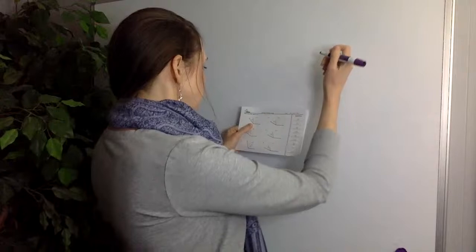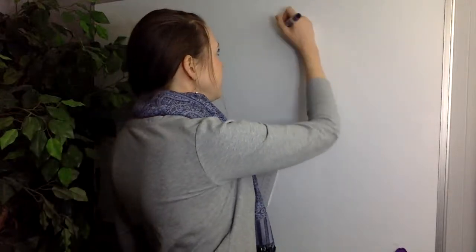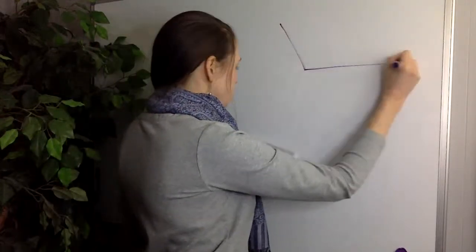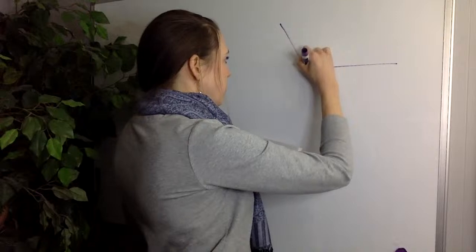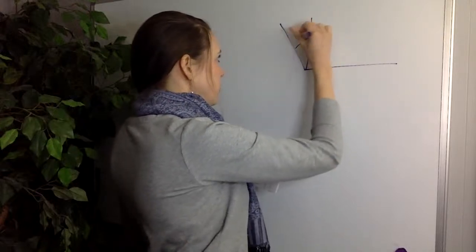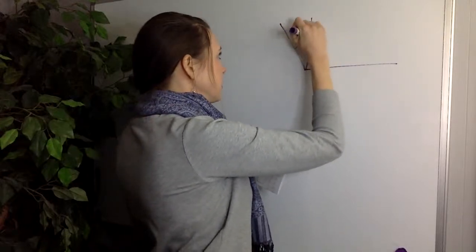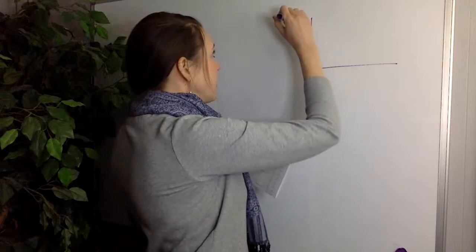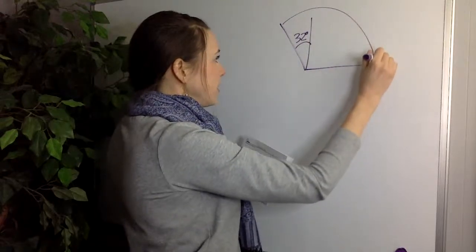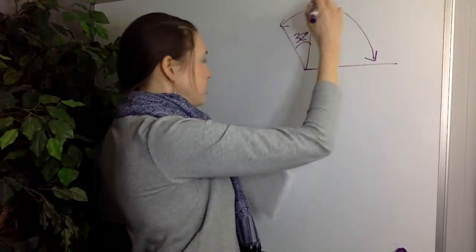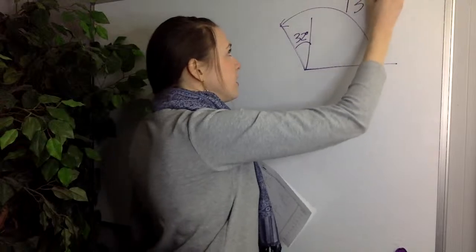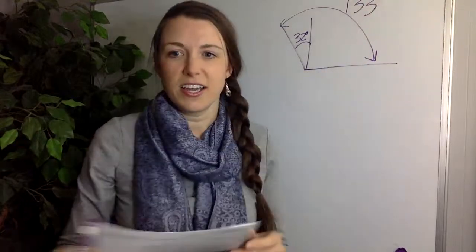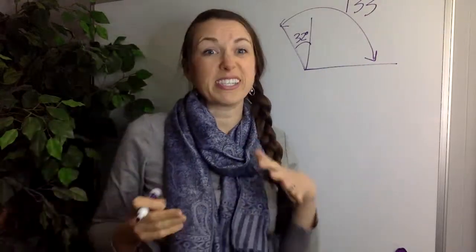All right. So what we're going to do is we're going to find a missing angle. I know this angle here, it is 32 degrees. And I know this angle right here, which is 133 degrees.